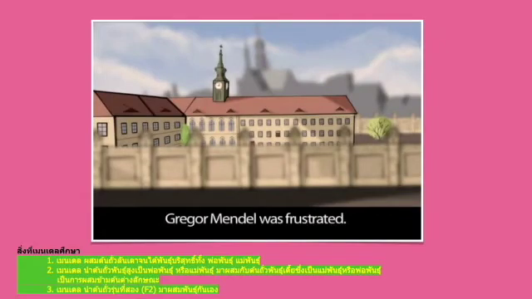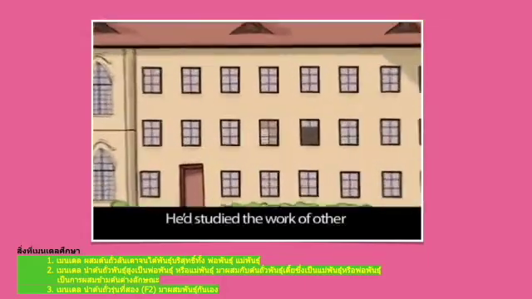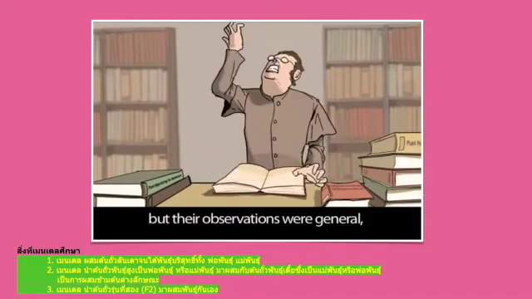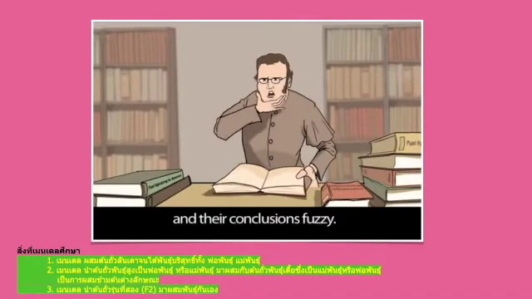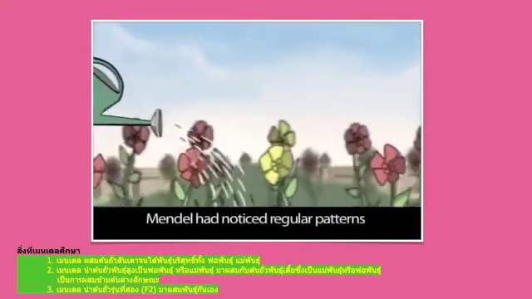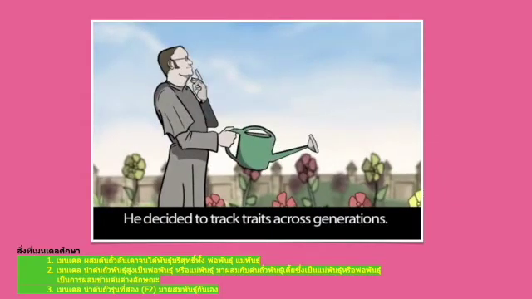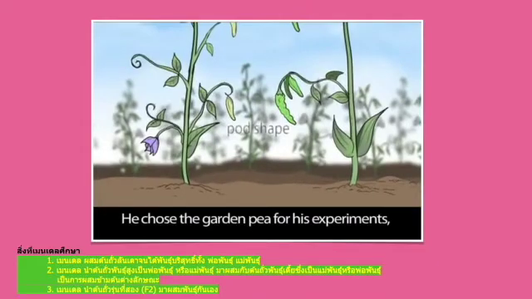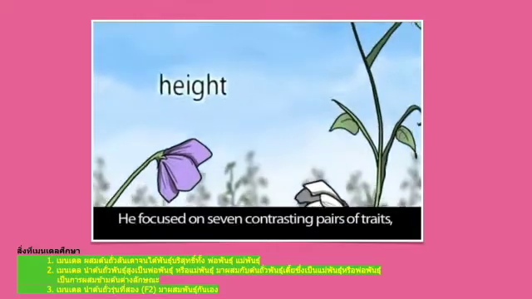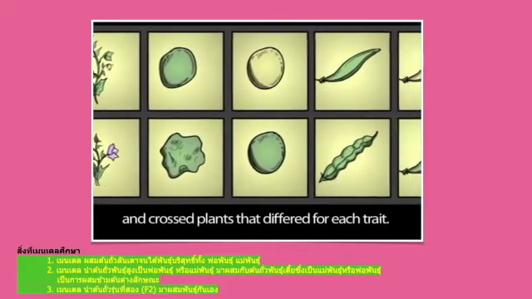Gregor Mendel was frustrated. Verflixt! He'd studied the work of other plant hybridizers closely, but their observations were general and their conclusions fuzzy. Mendel had noticed regular patterns in the hybrid flowers he grew. He decided to track traits across generations. He chose the garden pea for his experiments because it had clearly defined traits. He focused on 7 contrasting pairs of traits and crossed plants that differed for each trait.